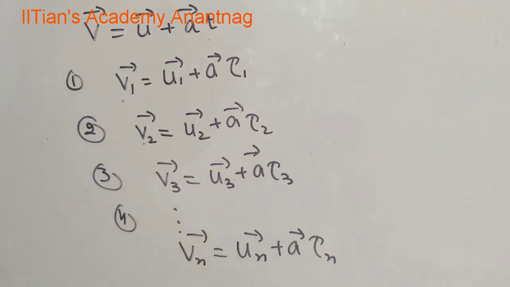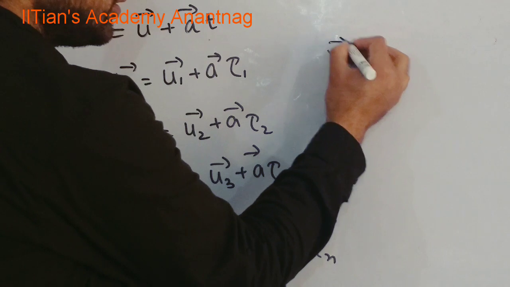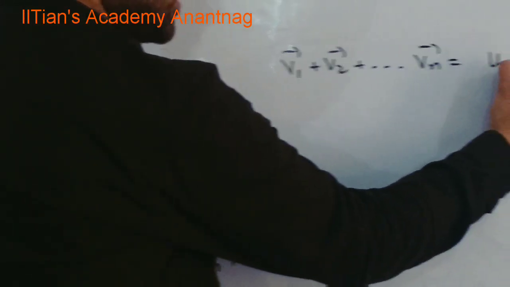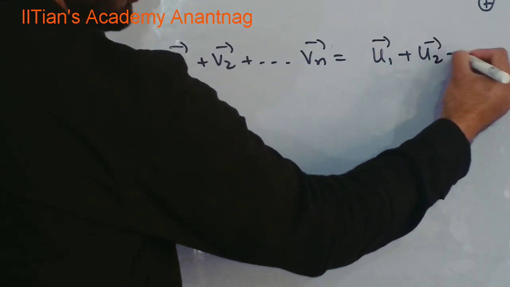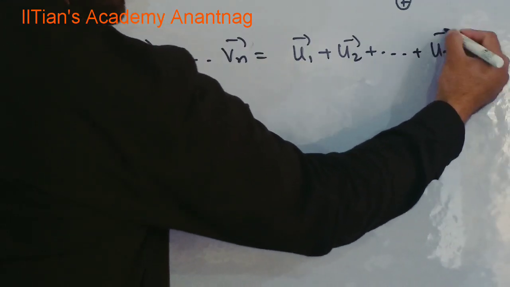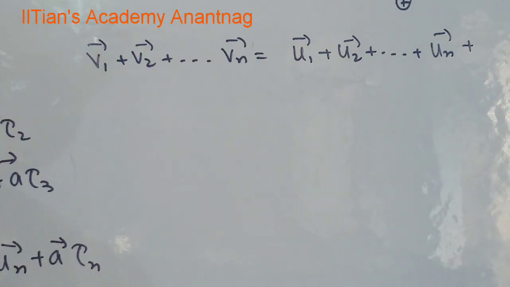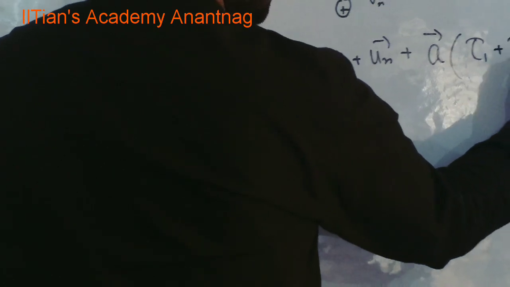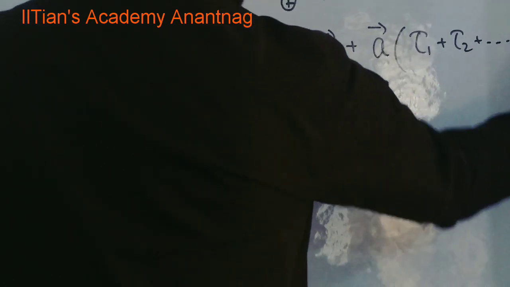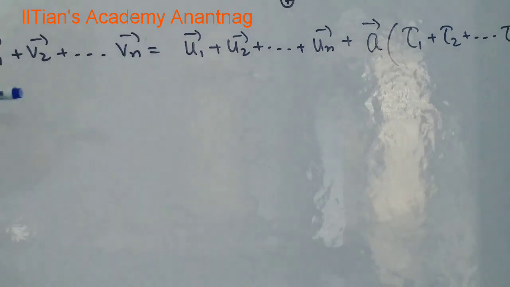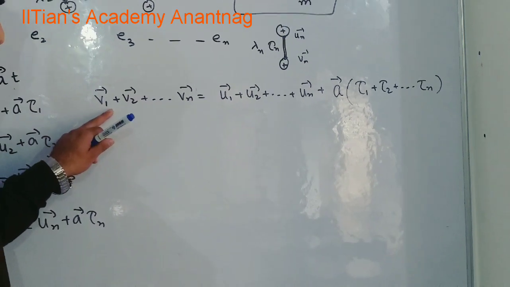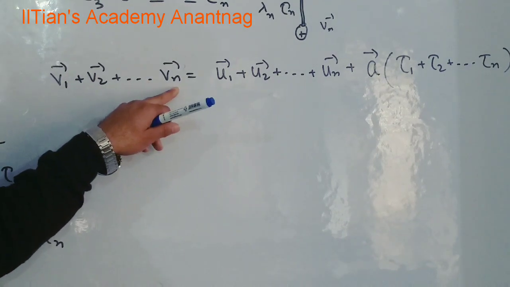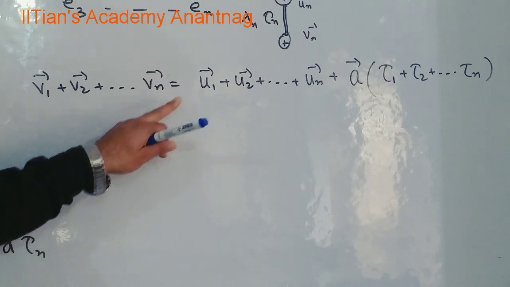Now, if I add these equations, V1 plus V2 plus so on up to Vn will be given by U1 plus U2 plus Un, plus, since acceleration is common for all the electrons, let me take acceleration common, a times tau 1 plus tau 2 plus tau n. Now V1 is the final velocity with which electron 1 is moving, V2 is the final velocity of the second electron, and Vn is the final velocity of the nth electron.